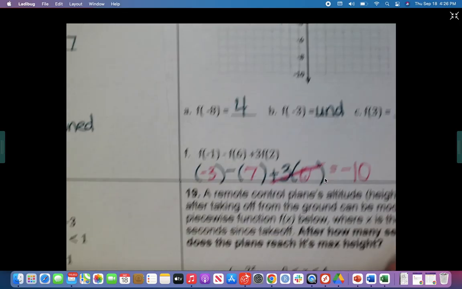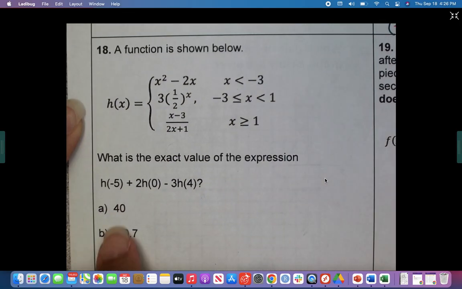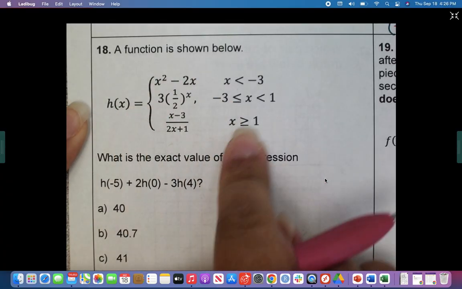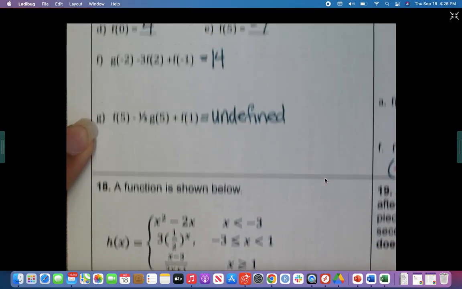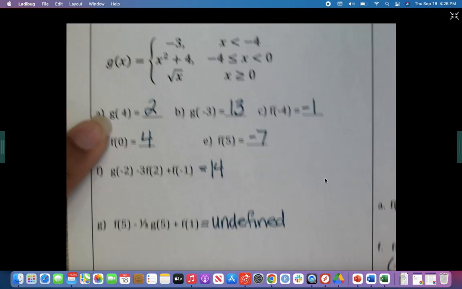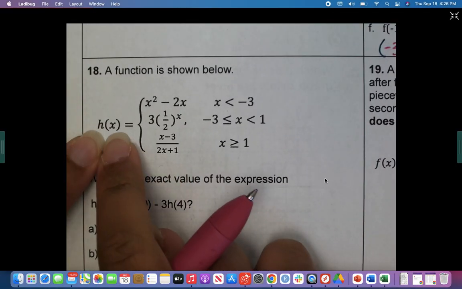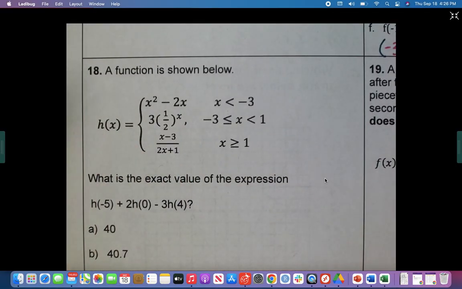All right, number 18. So again, this is a multi-step one. We've got this right here. So I would highly recommend typing it in like we did on this one. So I'm going to type this one in. Function is now h of x. So I'm going to type that in. So the function name on this one is h.